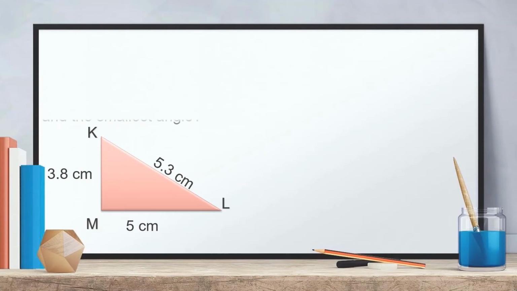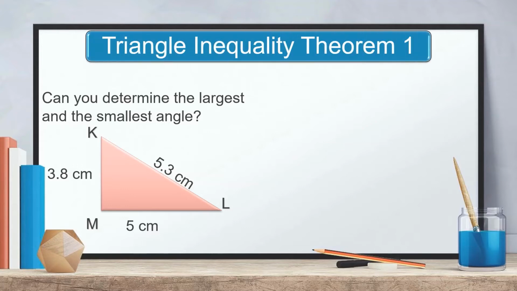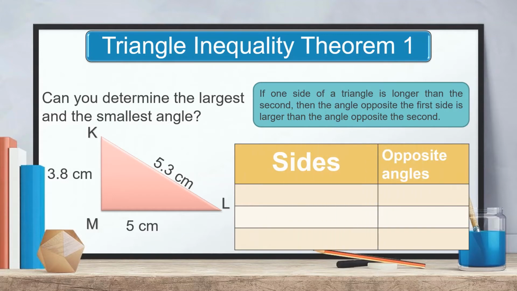Now, in the given figure, can you determine the largest and the smallest angle kung ang given natin are the measurements of the sides? So let's consider the triangle inequality theorem number 1, or the angle side inequality theorem. It states that if one side of a triangle is longer than the second, then the angle opposite the first side is larger than the angle opposite the second. So para masagot natin yung ating tanong, which is the largest and the smallest angle, so let's consider the sides and the opposite angles of the given triangle.